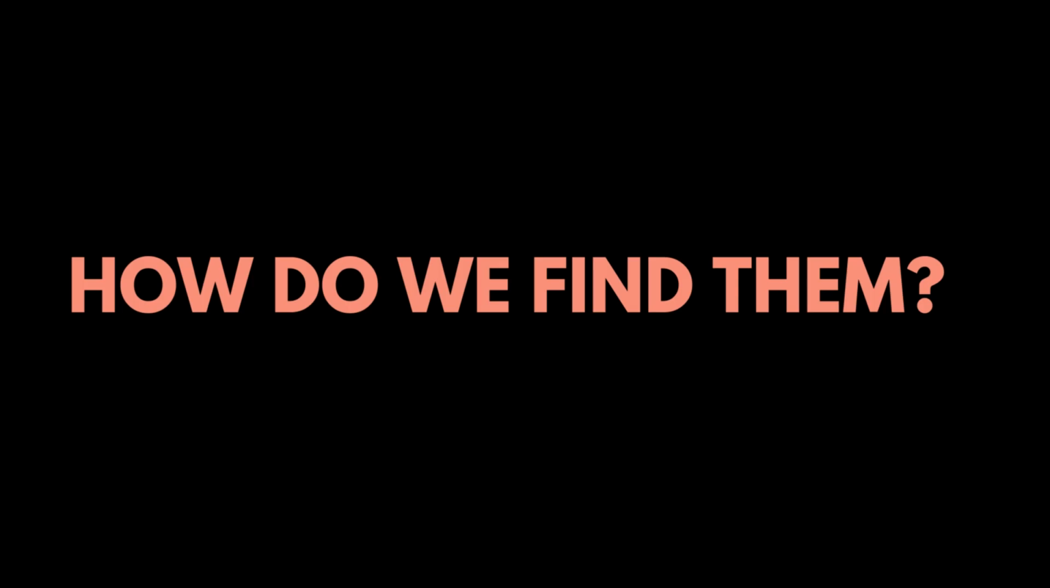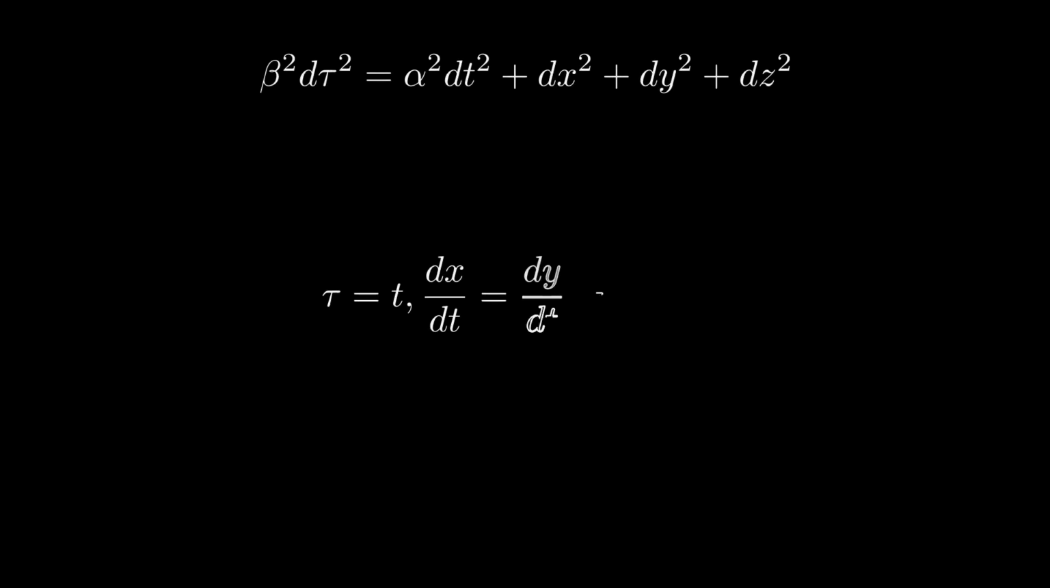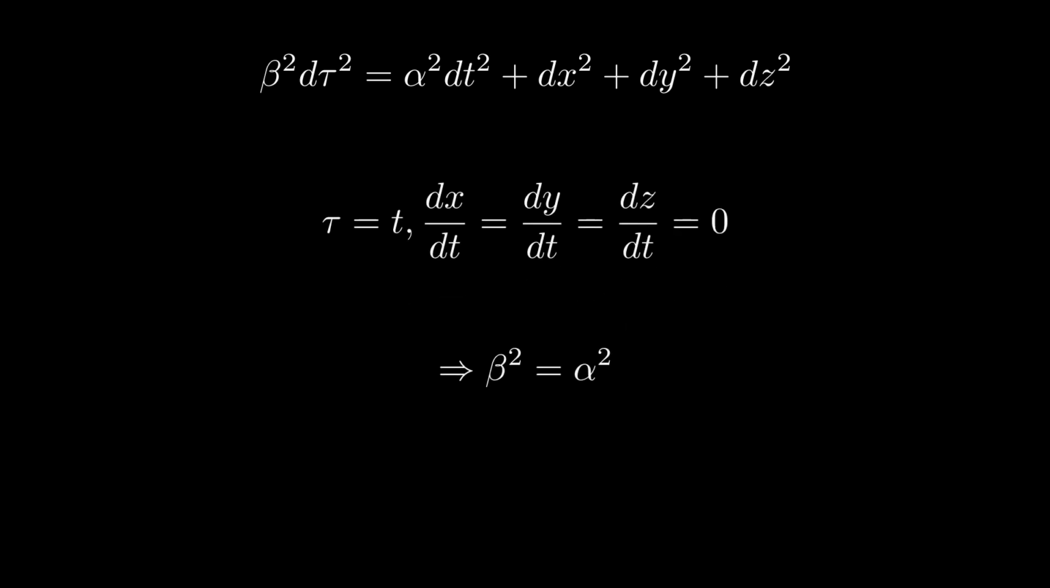Now the question is, how do we find alpha and beta? Let's say that the event is at rest relative to the observer, then tau equals t. Then divide both sides by dt squared. The body is at rest, so dx squared by dt squared is equal to 0, and similarly the others. We get the magnitude of beta equals the magnitude of alpha. So the new metric equation is alpha squared times d tau squared is equal to alpha squared times dt squared plus dx squared plus dy squared plus dz squared.